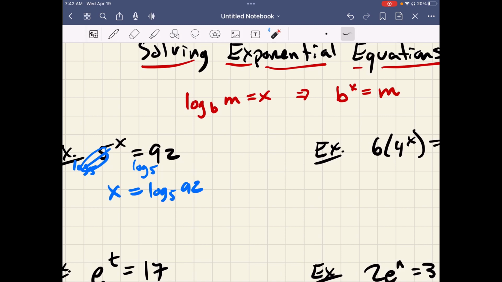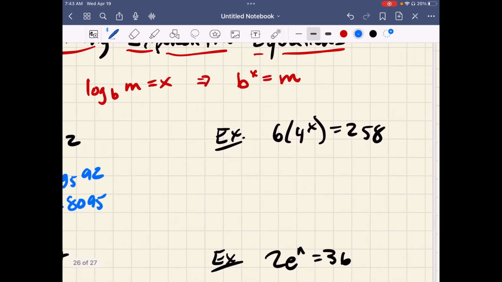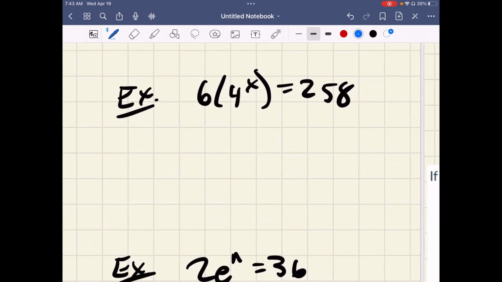From here, we're going to use our calculator. We simply type log base 5 of 92, and that gives me an x value of roughly 2.8095.